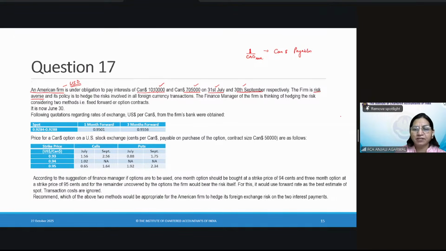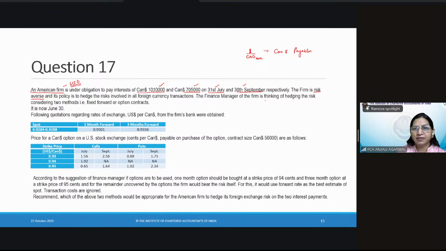So if this line would have been mentioned in the previous question, hedging would not have been an option for us, no matter how effective it is or how much gain it might give us. But no, the firm is risk averse. So we are definitely going to hedge. So it is the possibility to cover all the risk which is involved in a foreign currency transaction. So it will not leave itself exposed to foreign currency fluctuations of Canadian dollar and US dollars.